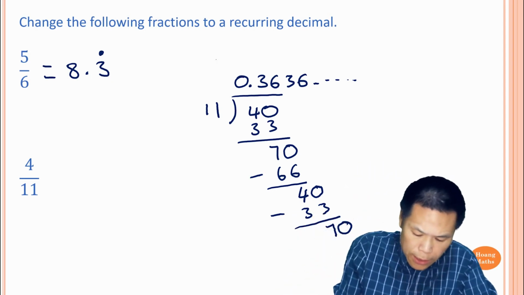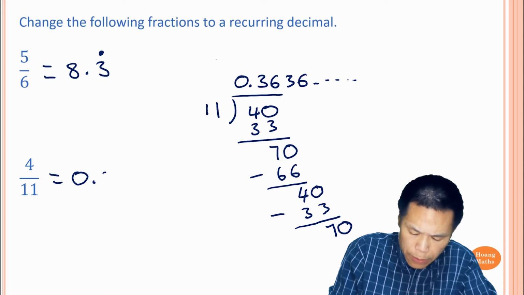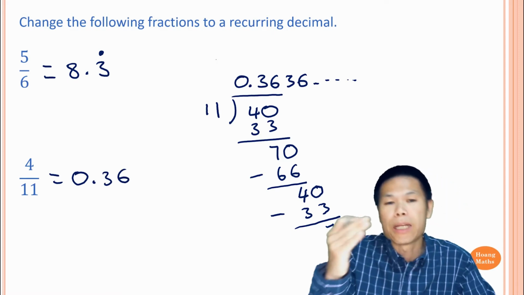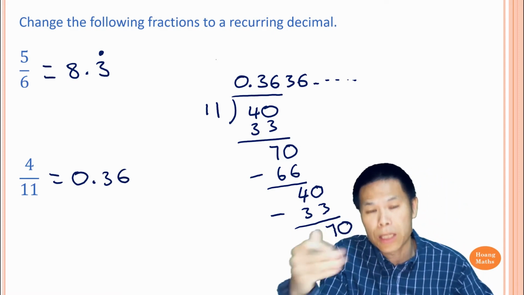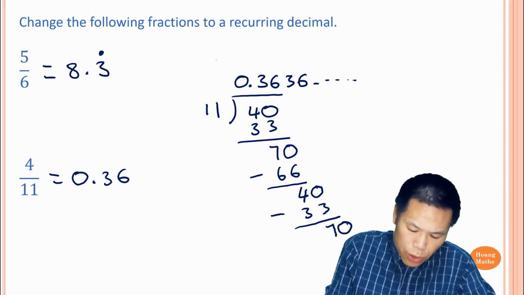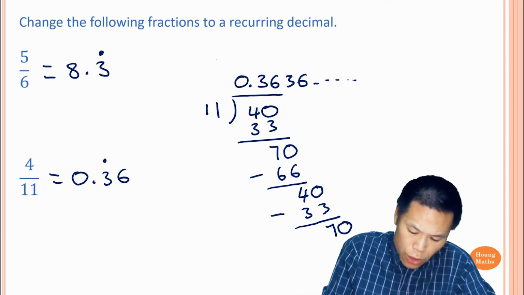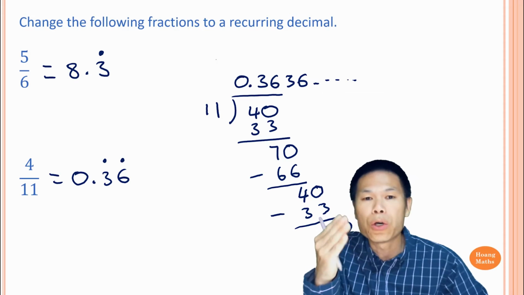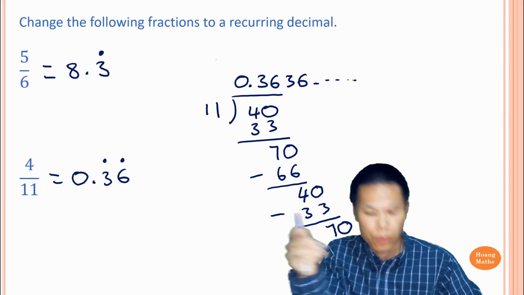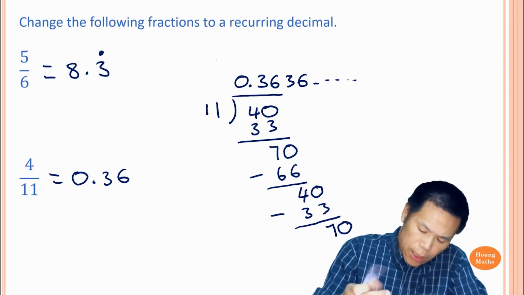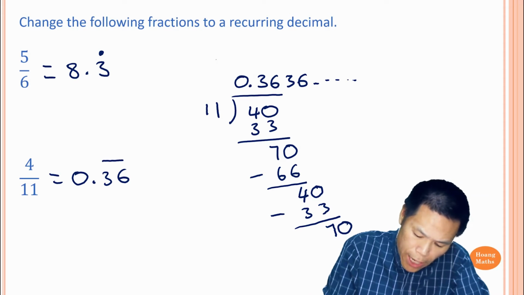So the answer is 0.36, and the number 36 keeps on repeating. So we can put a dot on top of the 3 and a dot on top of the 6 as well, because 3 and 6 are repeating. Or you can put a line on top of the 3 and 6.